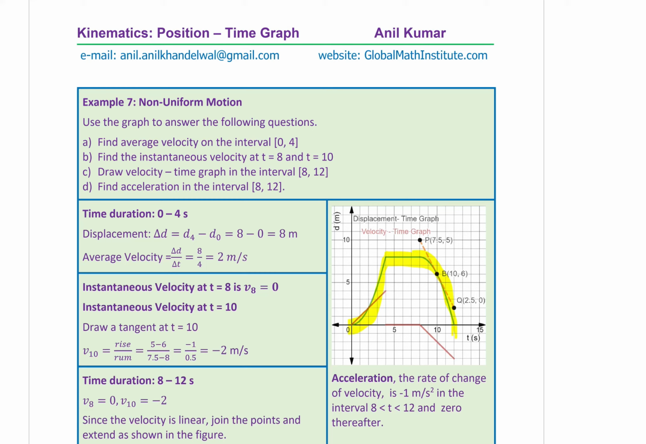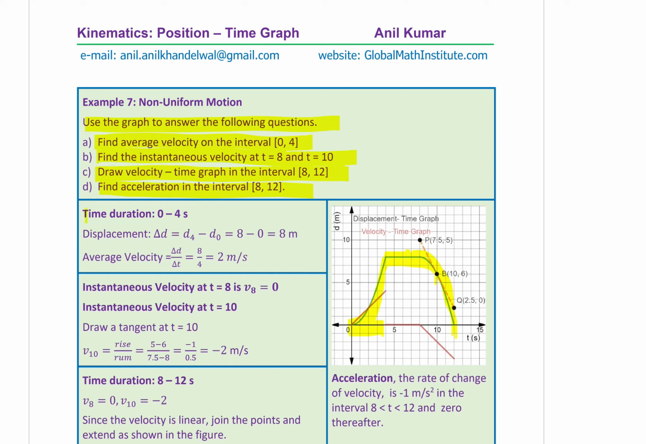Now the question here is, use the graph to answer the following questions. Find the average velocity on the interval 0 to 4. Find the instantaneous velocity at t equals 0, at t equals 8 and t equals 10, a point here and a point on the later half. Draw a velocity time graph in the interval 8 to 12. Find acceleration in the interval 8 to 12. So let's begin with the first part.